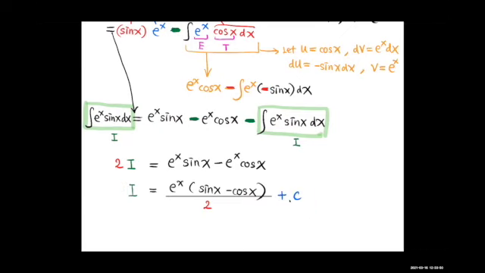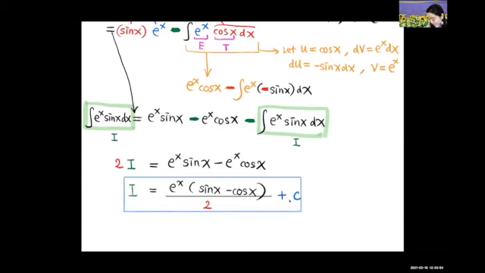So the C would be C over 2 or just C? Just put plus C because C is an arbitrary constant. When you divide by 2, you just get another arbitrary constant. Just put C. So the answer here is this. Don't forget adding a constant C at the end. Are you guys good?